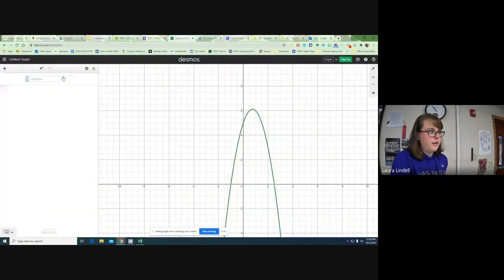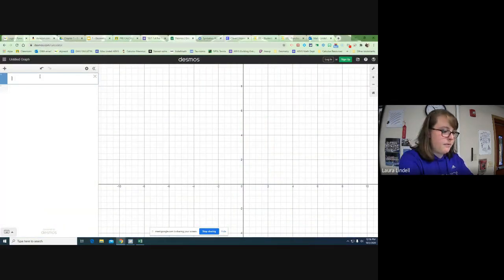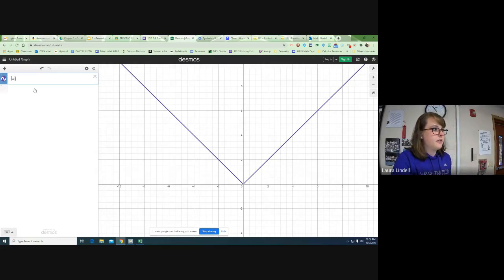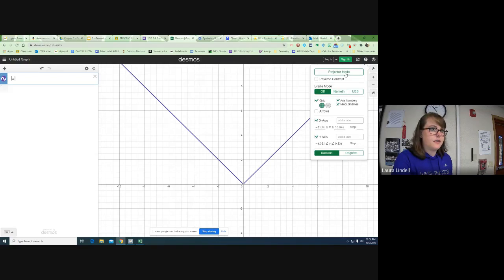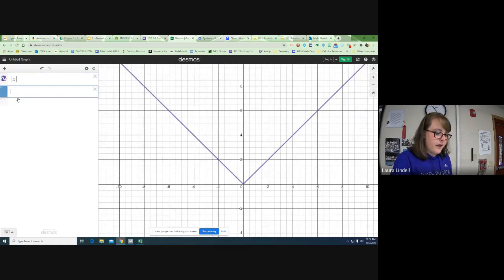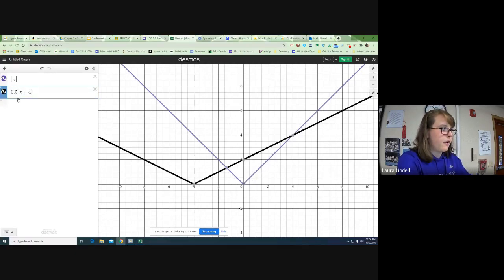So we had absolute value of x. That was our f of x. And then g of x was 0.5 absolute value of x plus 4. And there it is. So we have it moved over to the left 4, and we have it crossing the y-axis at 0, 2, just like we had on the hand-drawn one that we did.